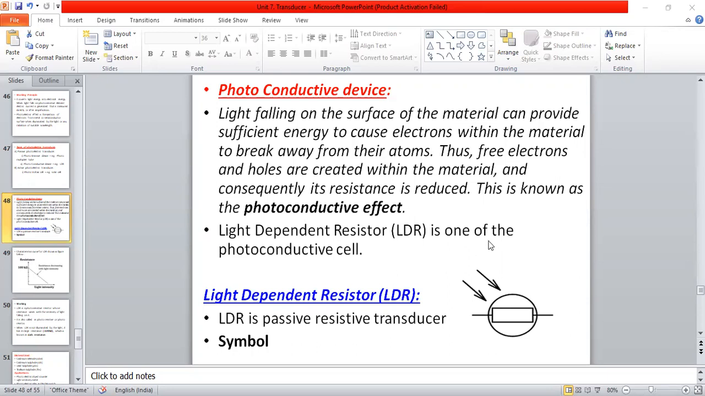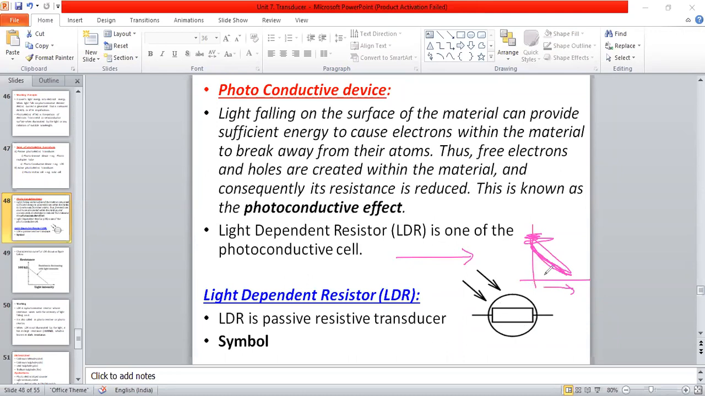Now we will discuss how the light dependent resistor behaves. Suppose there is some value of resistance, say 10 megaohm, at dark, where there is no light at all. Whenever light falls on it, the resistance of the material starts to decrease. As the light intensity increases, the resistance keeps decreasing. If current is not flowing, the resistance is high, so initially the resistance will be high.